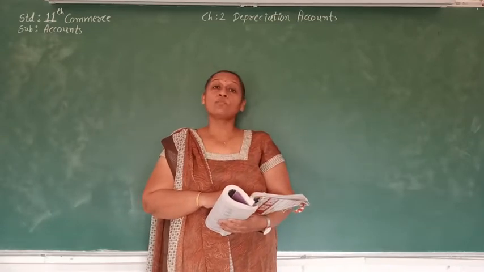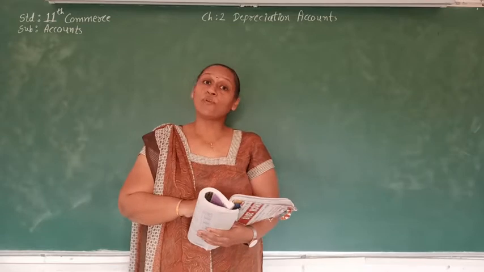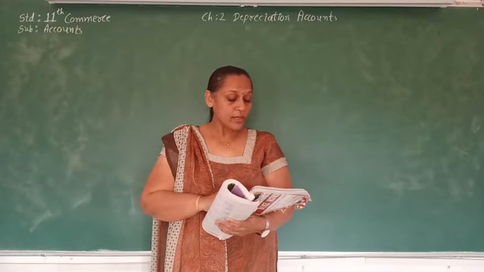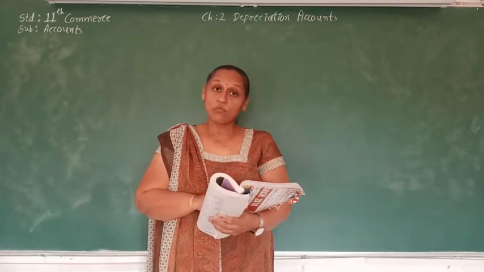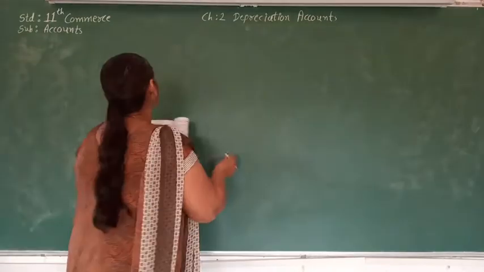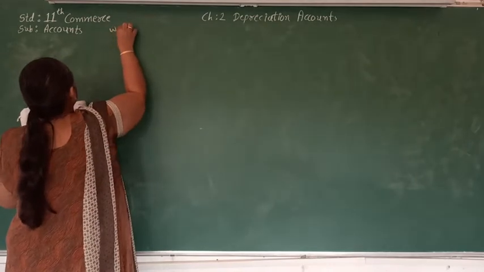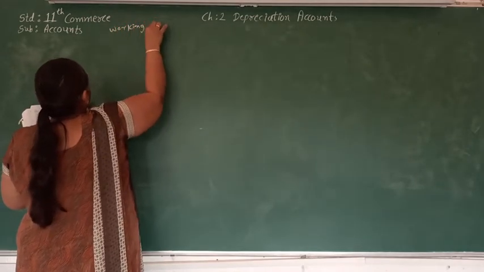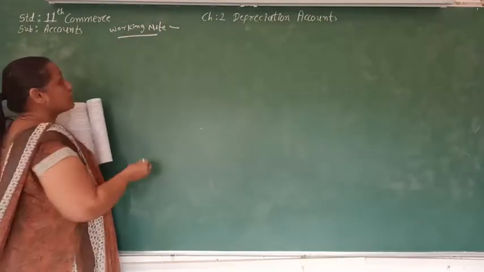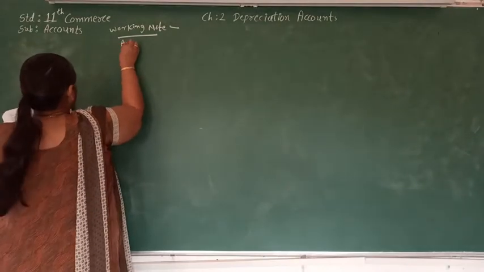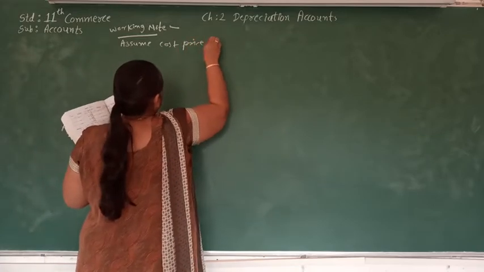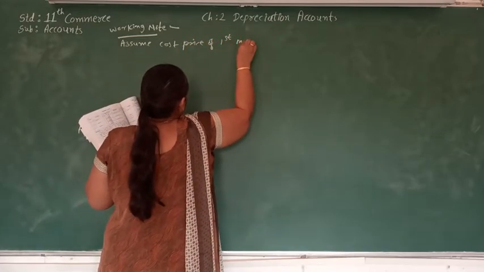So here the book value of the first machine is given, but we have to find out the cost price, as this is the straight line method, and in the straight line method we have to calculate depreciation on the cost price. So for the first machine, let's calculate the cost price. For calculating the cost price, working note. Here, to calculate the cost price, let's assume the cost price of the first machine is 100.